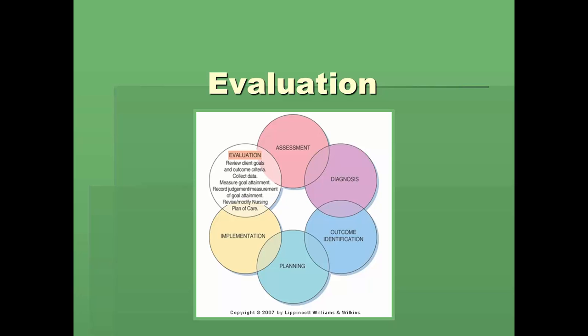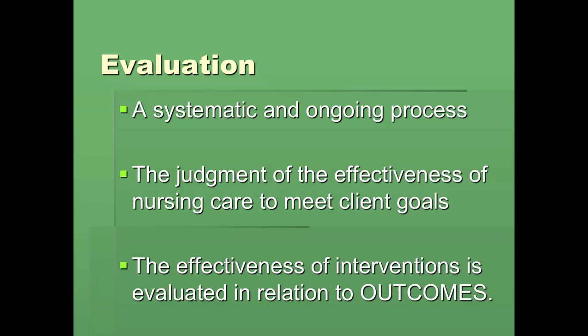The sixth and final phase of the nursing process is the evaluation phase. Evaluation is a systematic and ongoing process. When we are evaluating, we're judging the effectiveness of the nursing care provided to meet our client goals or outcomes. So that really involves comparing the patient's health status currently with the outcomes that were defined by our plan of care. In other words, we look at the effectiveness of our interventions and evaluate that in relation to the outcomes.